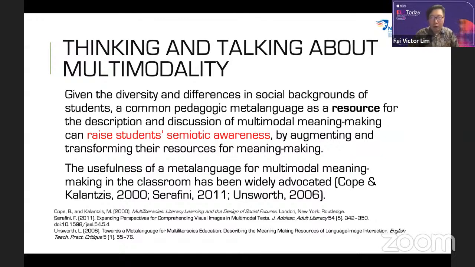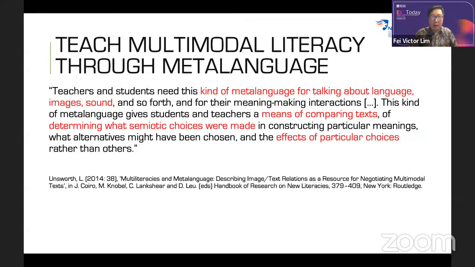And of course, the idea of having a meta-language for multimodal meaning making is not new. It has been widely advocated by several scholars. Ultimately, the aim is to give students a way to describe and discuss the meanings that are made. They need a kind of meta-language to talk about language, images, sounds. And this kind of meta-language can give students and teachers a means of comparing texts and determining what semiotic choices were made in relation to particular meanings, and also thinking about the effects of the choices that have been made.